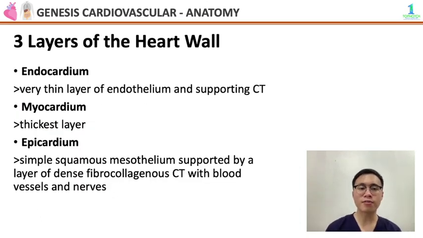So endocardium is a very thin layer of endothelium and supporting connective tissues. It's actually the layer of the heart that gets in touch with the blood in the lumen of the ventricles and the atria. Pag sinabi nating myocardium, as mentioned, ito yung thickest layer, ito yung muscular layer. The epicardium is composed of simple squamous mesothelium supported by a layer of dense fibrocollagenous connective tissue with blood vessels and nerves. Okay, so si epicardium is very closely associated with the visceral layer of the pericardium.